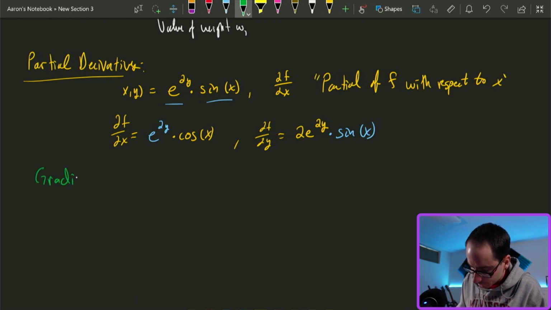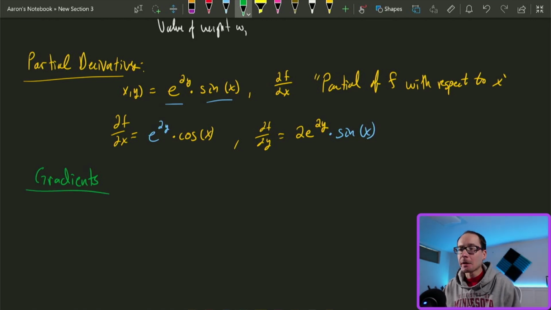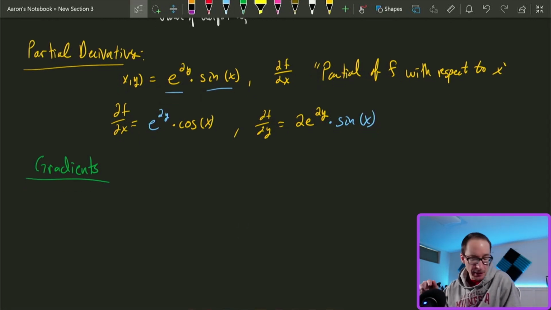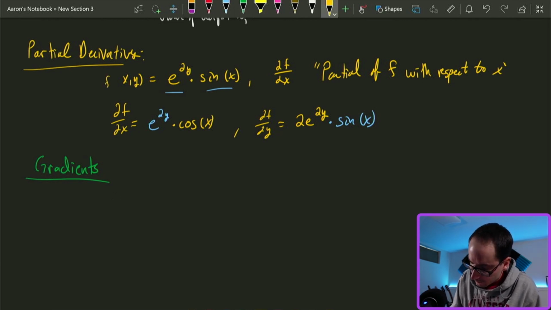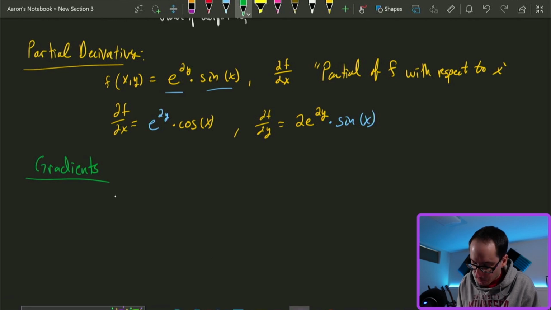Gradients, then. How's that green look? That is okay. I think we can read the green. Let's go. The gradient of a function is the vector of partial derivatives with respect to all of the independent variables. So if we take our function f of x, y, which is e to the 2y sine x, and we want the gradient of that.